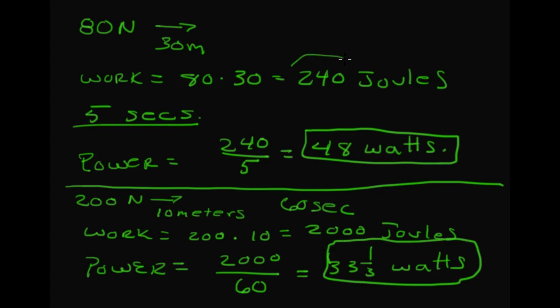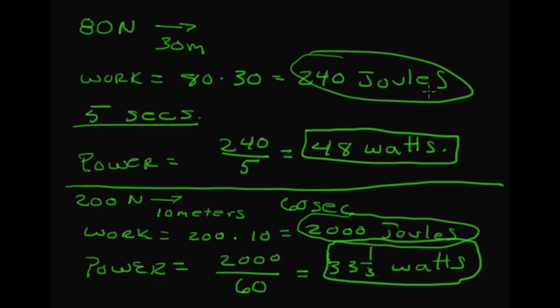So the first person did less work, 240 joules of work, and this one did 2,000 joules of work, but because the first is doing it much faster, we actually are seeing that the first person is exhibiting much more power in their work than this one. 48 watts of power here rather than 33 1/3.